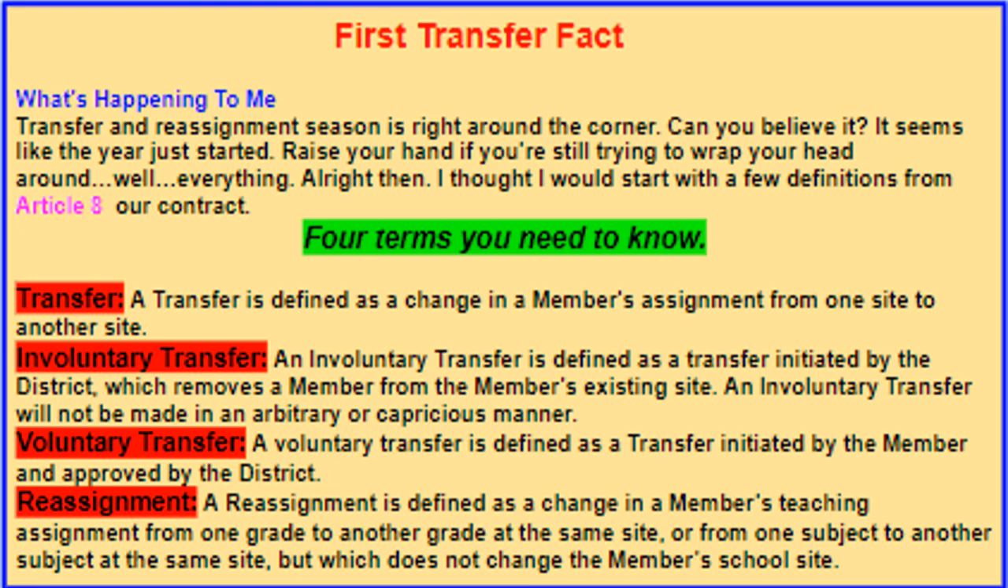And then the last one is the reassignment. A reassignment is defined as a change in a member's teaching assignment from one grade to another at the same site, or from one subject or department to another at the same site. So during site postings, I go from third grade to fifth grade. That is simply a reassignment. It is not considered a transfer.